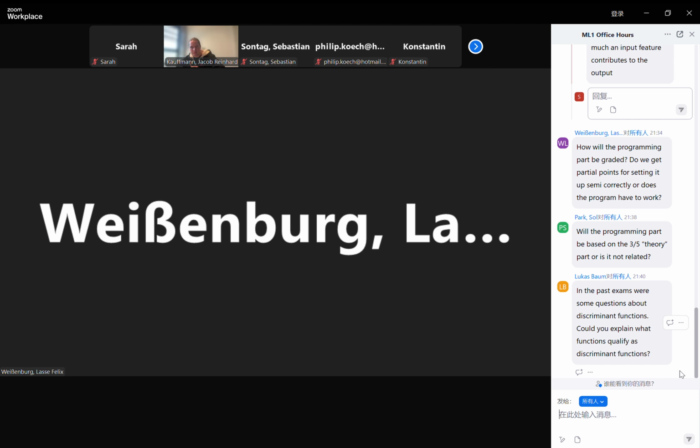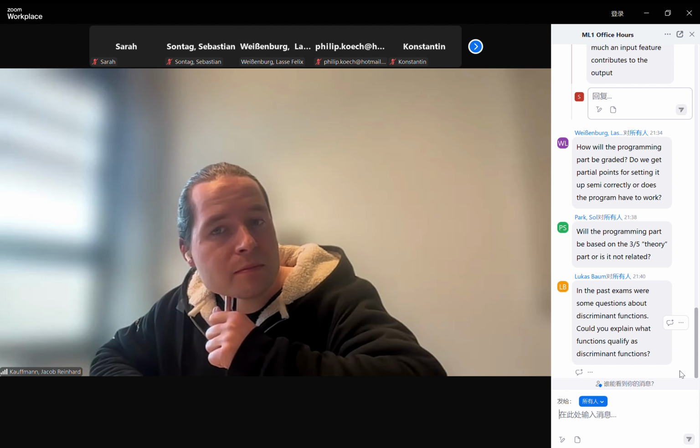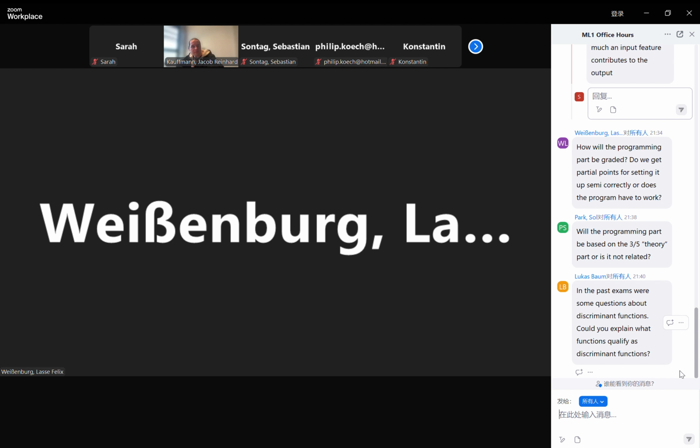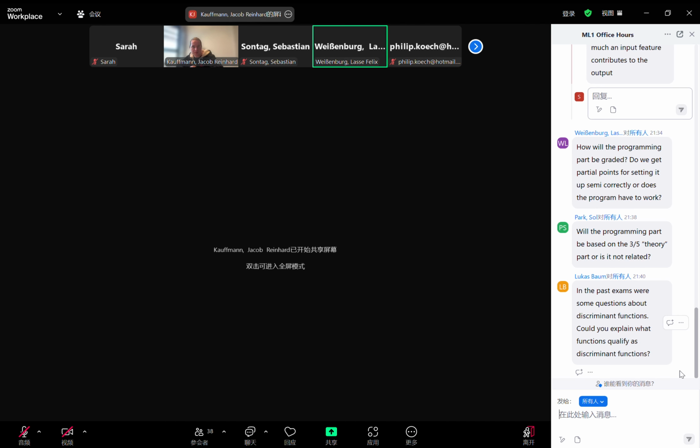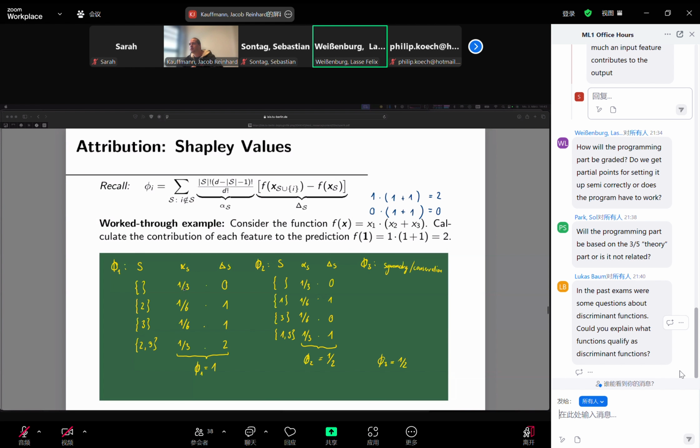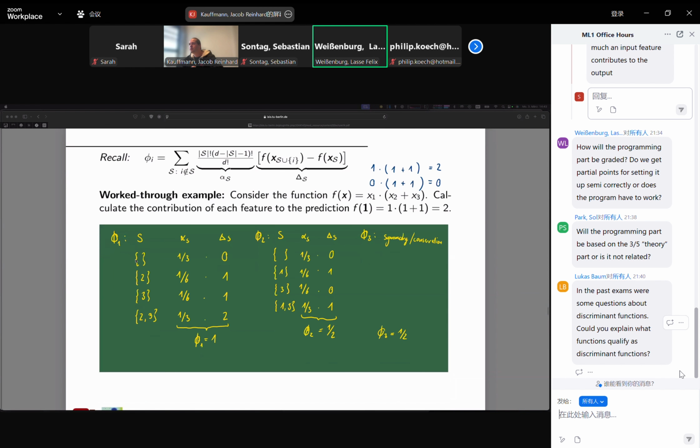I have a follow-up question to the Shapley values. There are these brackets, the empty brackets, that's the set, I guess. And how do you decide on the set? If it's an empty set, or if you have a true, where does that come from?